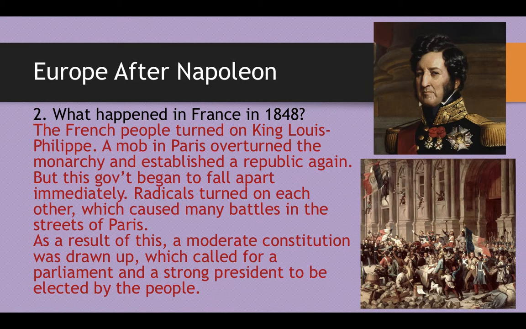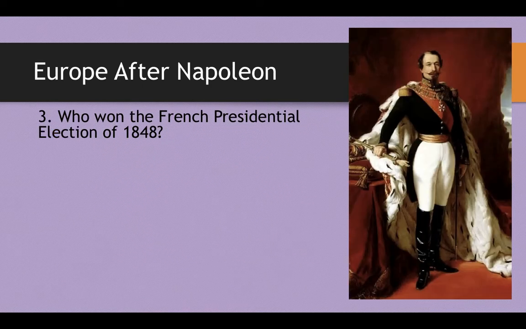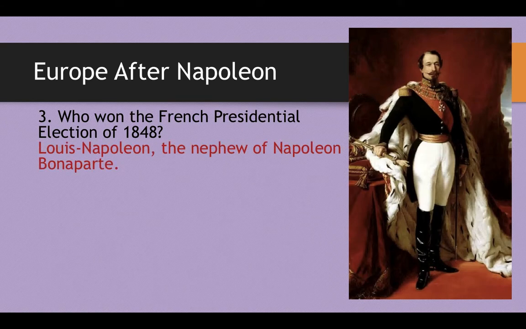But they said, let's try again. Let's make another government. Okay, 10th time's the charm, right? Let's try again with a different constitution. Have a strong president elected by the people. So the person who won the French presidential election of 1848 was Louis Napoleon.